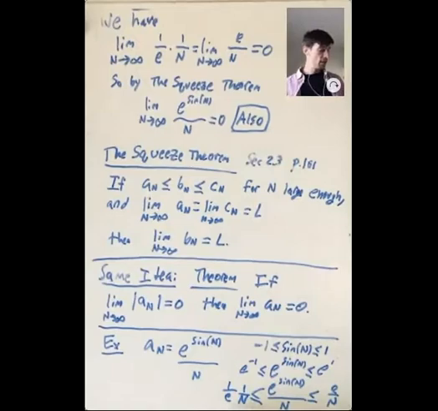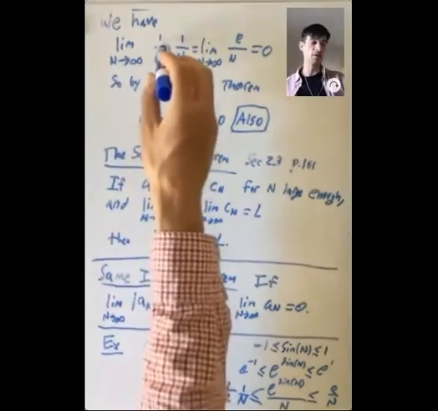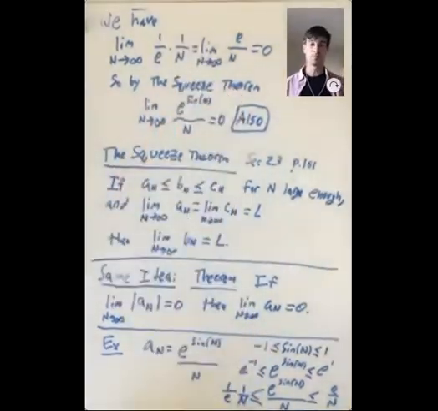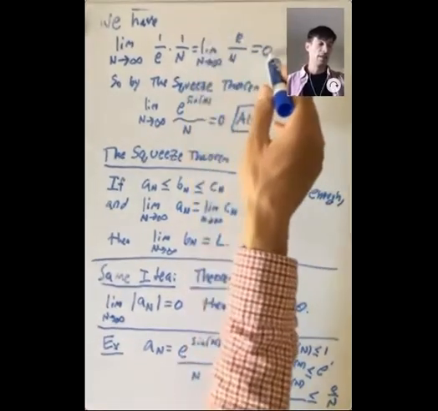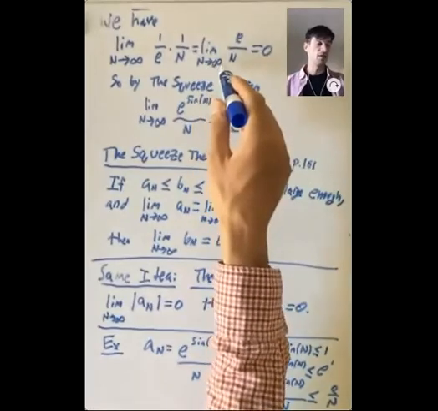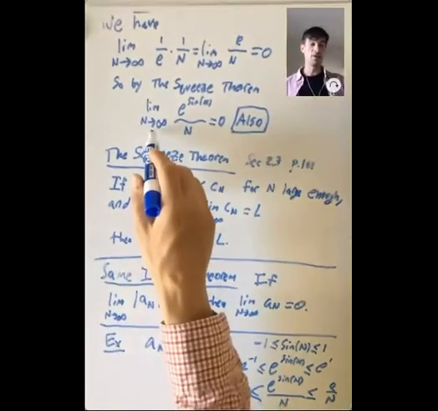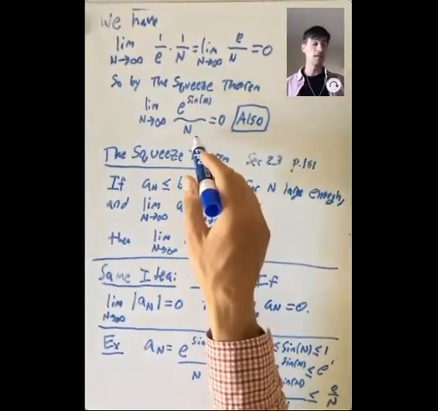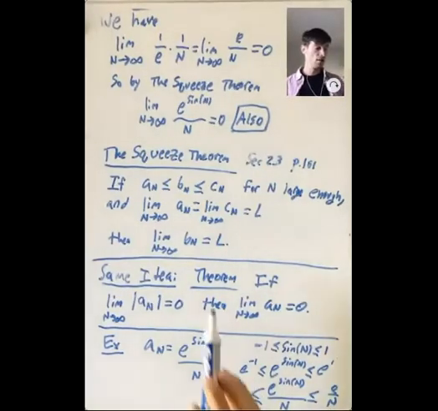So let's take the limit of this lower bound sequence and this upper bound sequence. And we see that the limit as n goes to infinity of 1 over e times 1 over n, well, the denominator is going to infinity. So we get 0. If we take the limit as n goes to infinity of e over n, we also get 0 for the same reason. So by the squeeze theorem, the limit as n goes to infinity of the middle sequence, e to the sine of n over n, also must be 0 because this sequence is squeezed between two other sequences where the limit is the same, and that limit is 0.